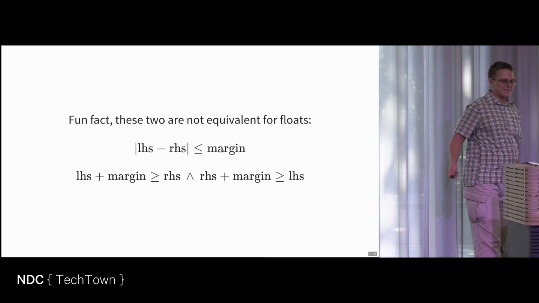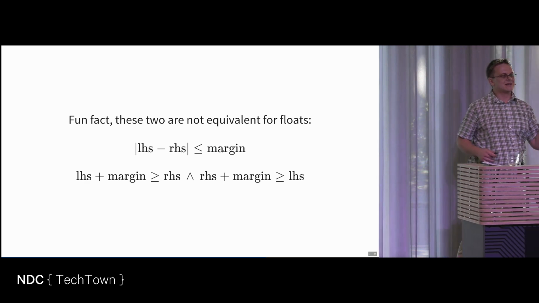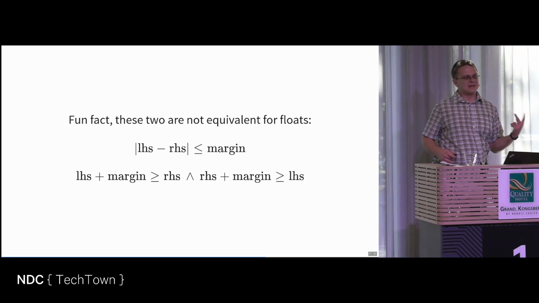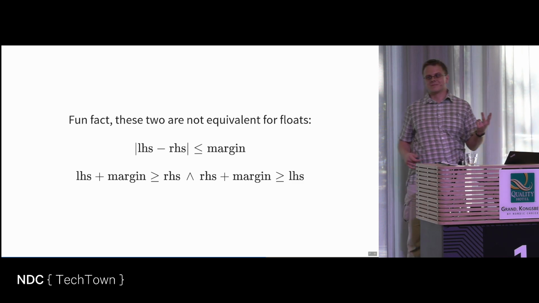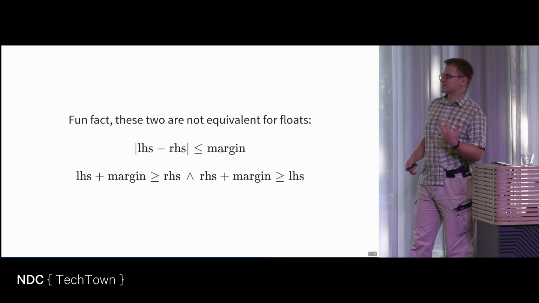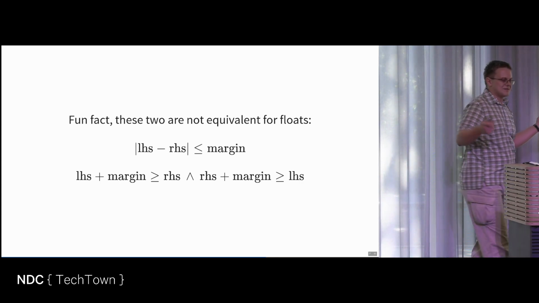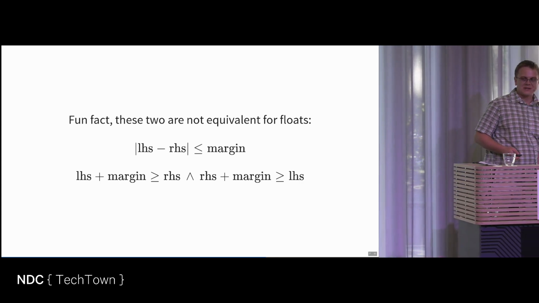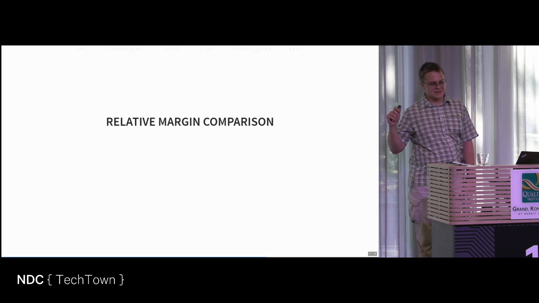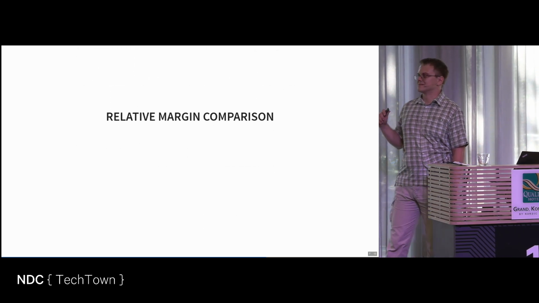Because the first one will reject two infinities as not being similar or equal, while the second one accepts infinities. Whether this is correct for you, I don't know. Depends on what you are doing. So let's talk about relative margin comparison.